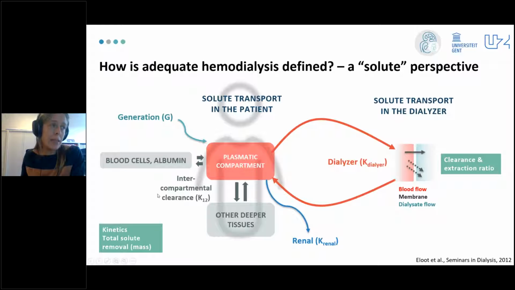To calculate an intercompartmental clearance and a volume of distribution, we use kinetic studies, where we are going to calculate the total amount of solute that is removed during one session from the patient. As dialysis is only clearing the plasmatic compartment, your solute removal will be limited in solutes with a very large volume of distribution, and also in the solutes that have a very slow intercompartmental clearance.